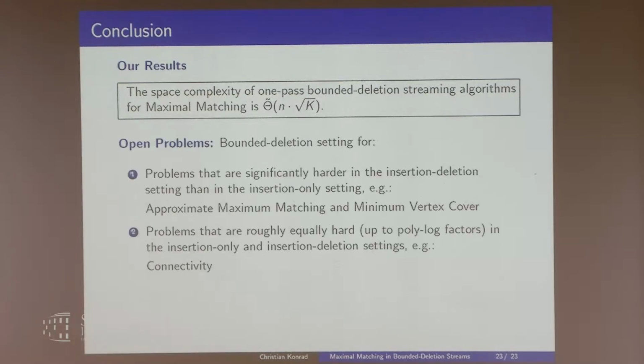For future work, there is a lot that would be very interesting to know. I would classify the problems: there are problems that are significantly harder in insertion-deletion than insertion-only, in particular approximate maximum matching and approximate vertex cover. For these problems, it's very unclear to us what the right answer is. But there are also a lot of problems that are almost identically hard in both models. They differ only by log factors.